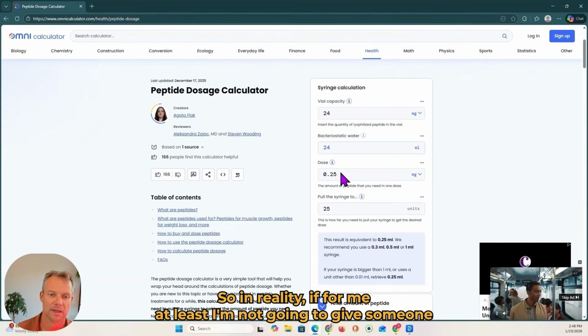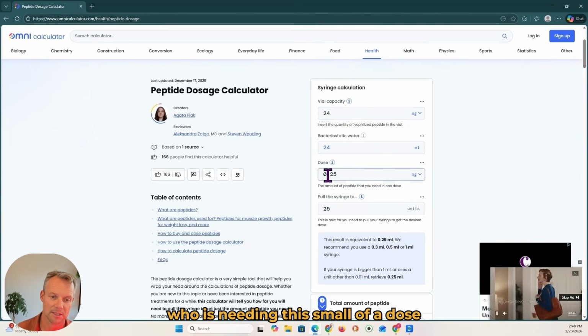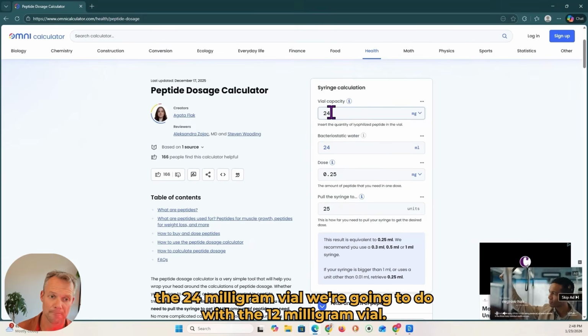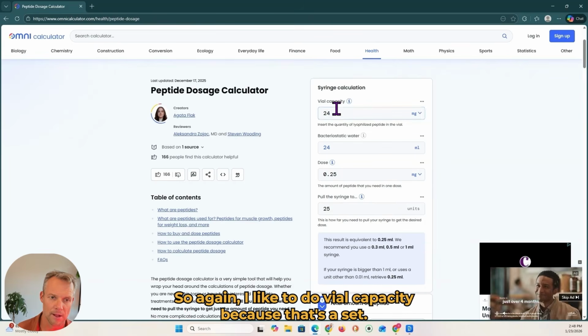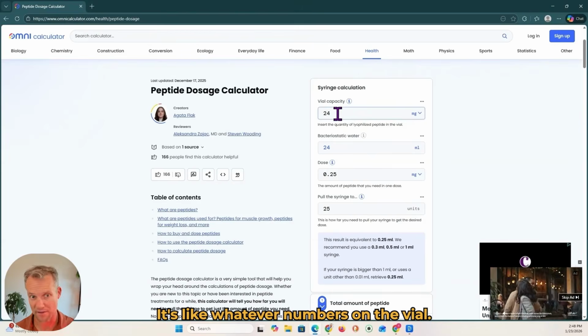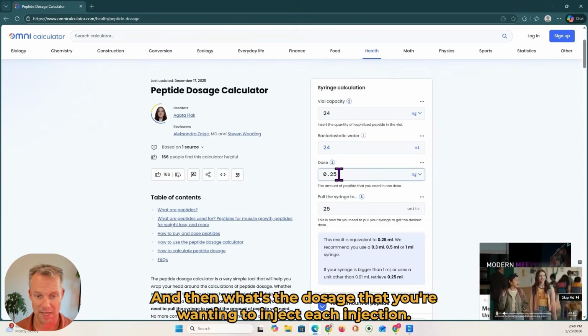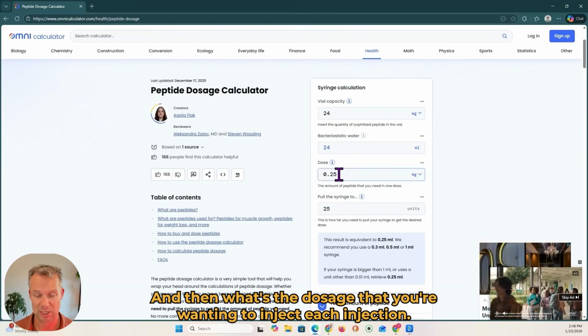So in reality, for me at least, I'm not going to give someone who is needing this small of a dose the 24 milligram vial. We're going to do the 12 milligram vial. But hopefully this demonstrates how you can use this calculator. So again, I like to do vial capacity because that's a set. It's like whatever number's on the vial. And then what's the dosage that you're wanting to inject each injection?